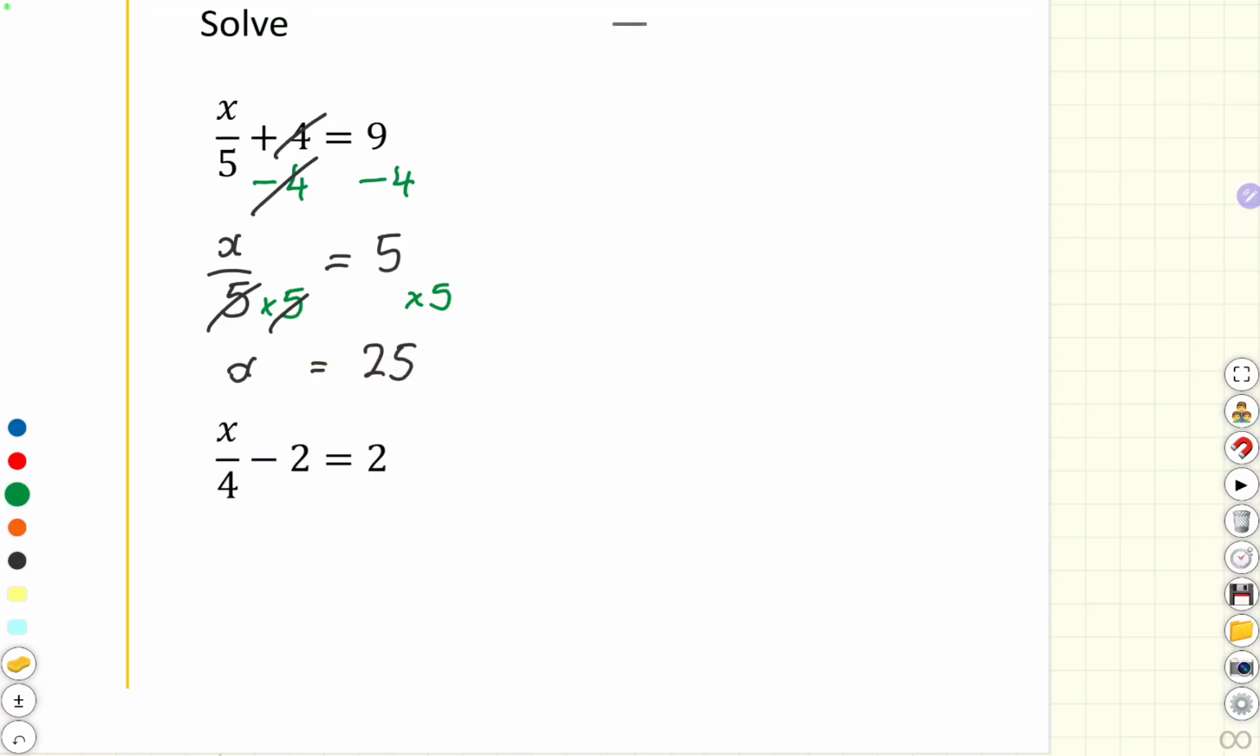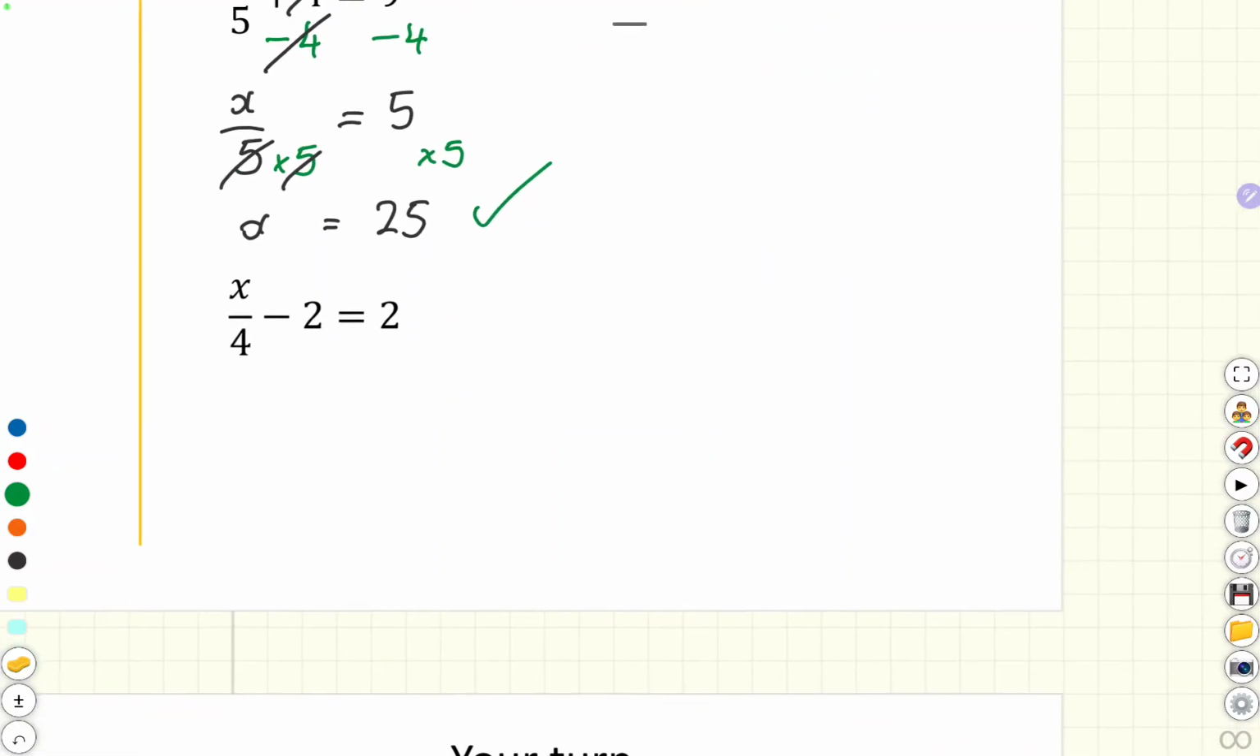Let me just do my check. 25 divided by 5 plus 4. Well, 25 divided by 5 is 5. 5 plus 4 actually equals 9, which is what I expected it to be. So that must be correct. So have a go at the next one.